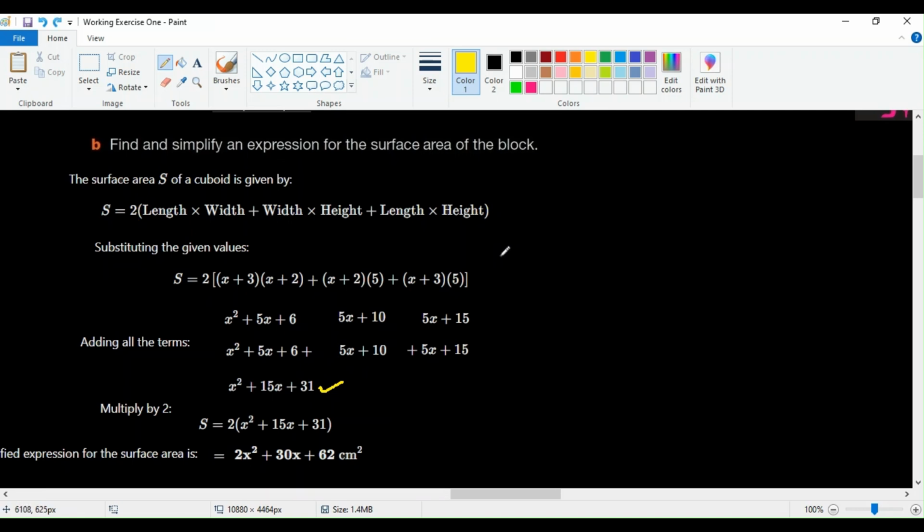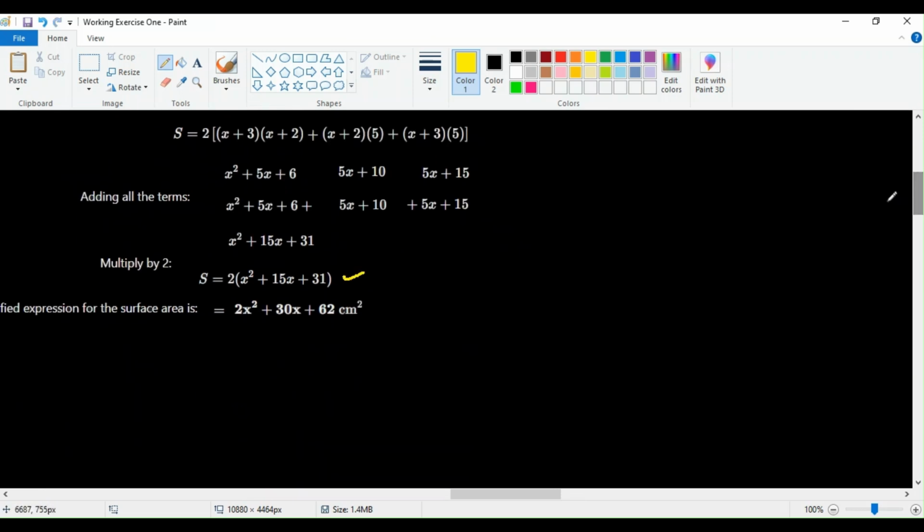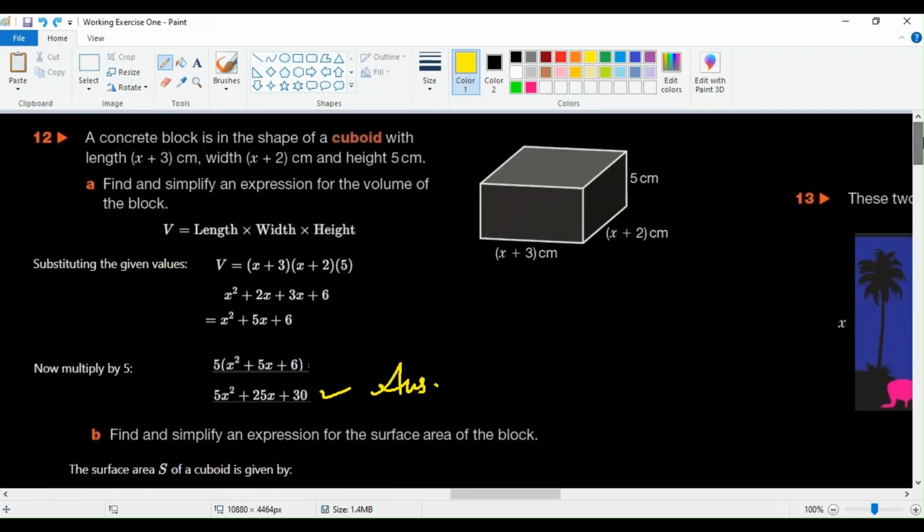Okay, now this has to be multiplied by 2, so we are multiplying this whole thing by 2, and the final answer is going to be 2x squared plus 30x plus 62. Once we expand, this gives 2x squared, this gives you 30x, and this gives you 62. That's how we get the expression for the surface area.